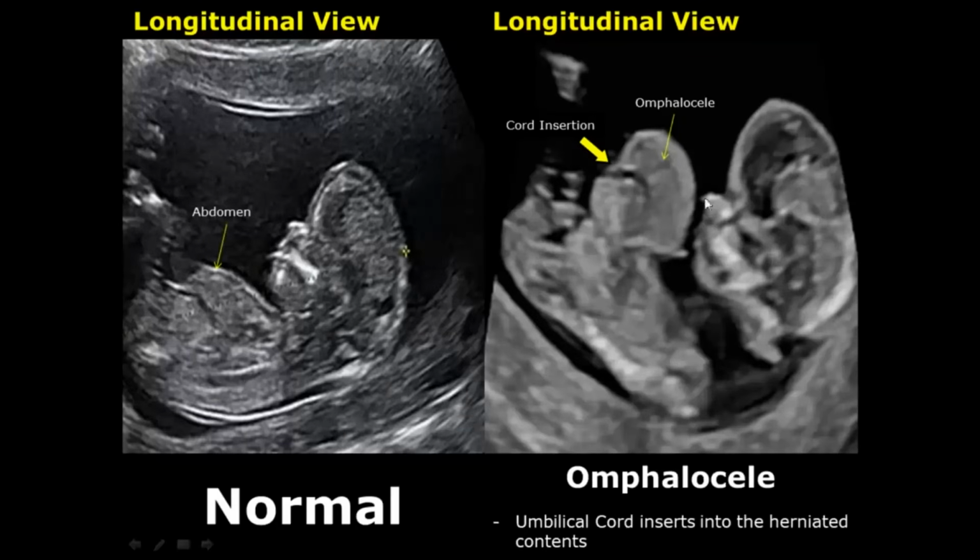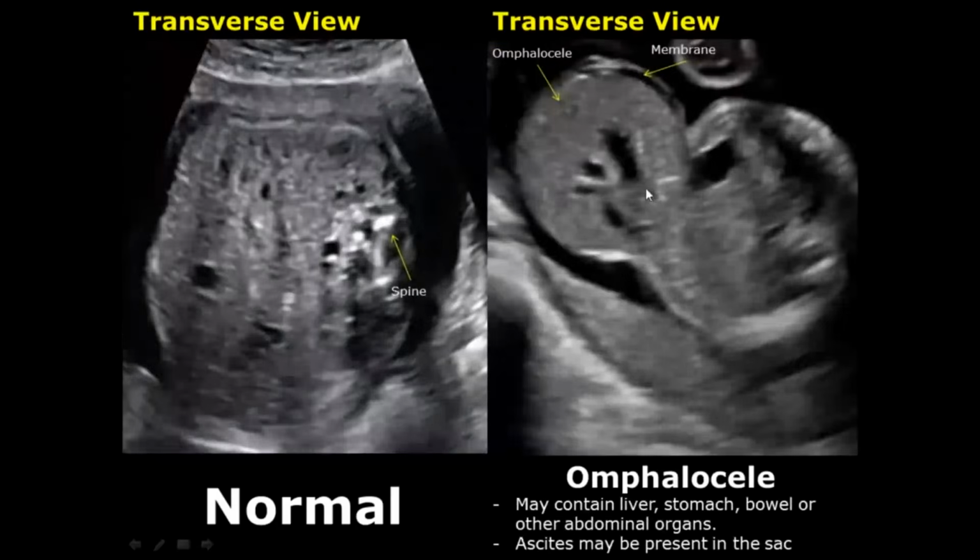Here we have a transverse view. The herniated contents may include liver, stomach, bowel, or other abdominal organs, and ascitic fluid may also be present in some cases.